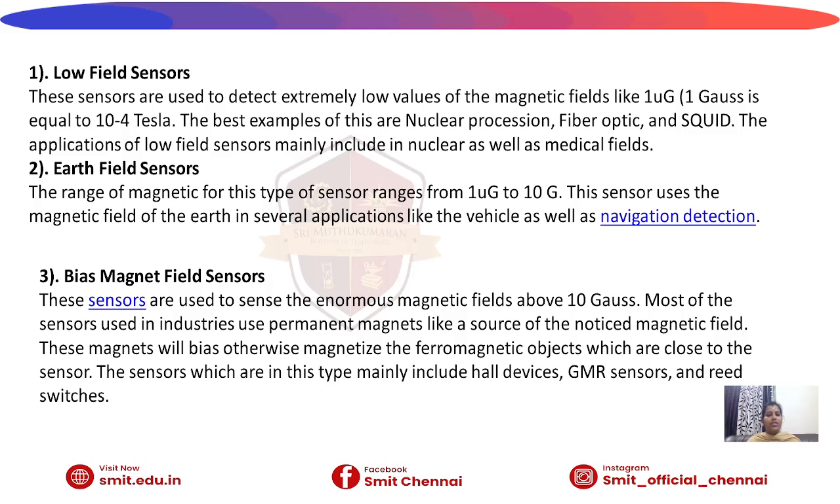The earth field sensor is used in navigation and direction, and this type of sensor ranges from 1 microgauss to 10 Gauss. The bias magnetic field sensor is used in Hall devices, that is current measuring devices, GMR sensors and reed switches. These use the bias magnetic field sensor, whose range is above 10 Gauss. So these are the three types of magnetic sensor.